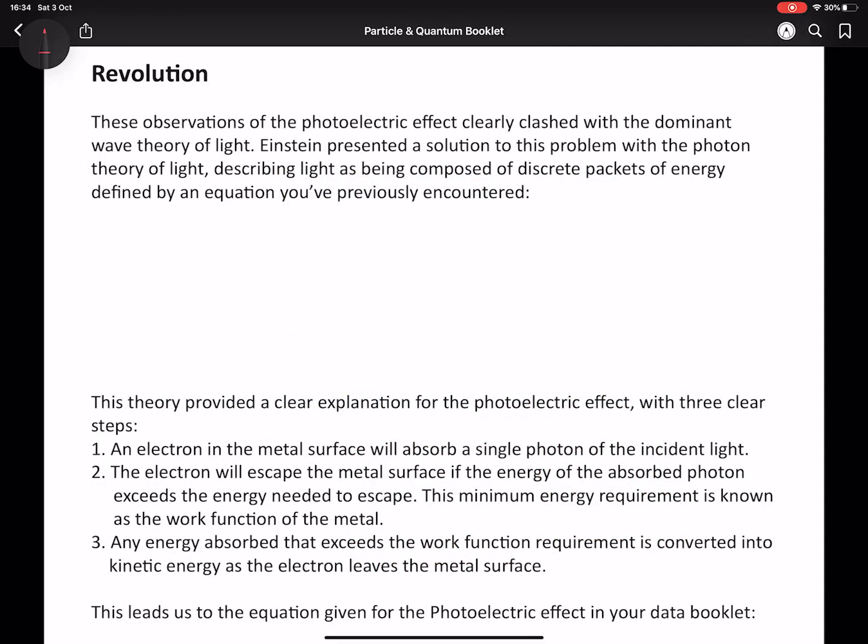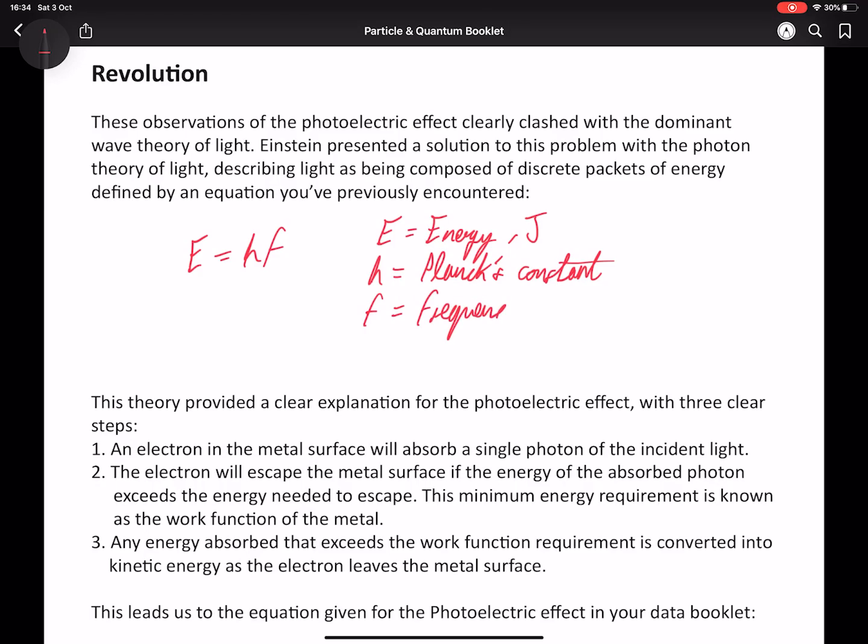So as we've said, this all comes down to Einstein's suggested equation, E equals hf. So yet again, a worthwhile reminder: E is the energy of the photon, measured in joules. Don't leave it as electron volts, always convert to joules. We have h as Planck's constant, as usual, and f as our frequency, continually measured in hertz.